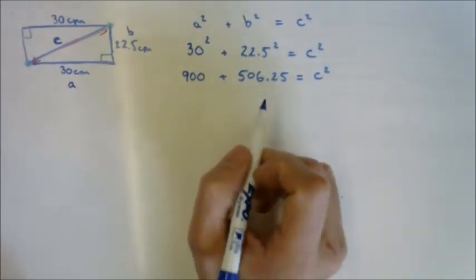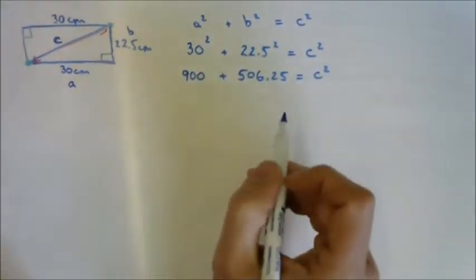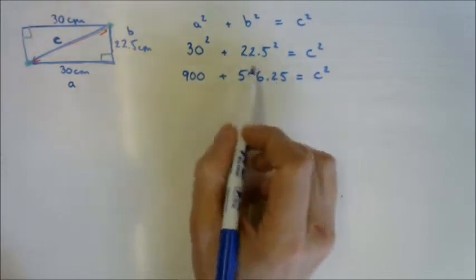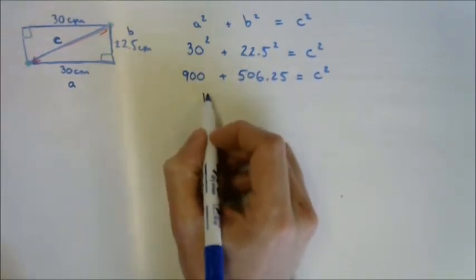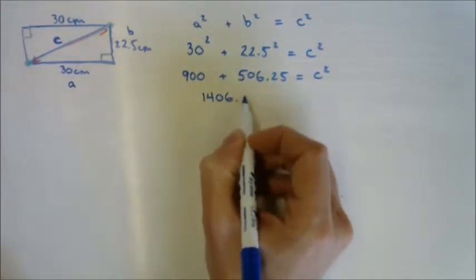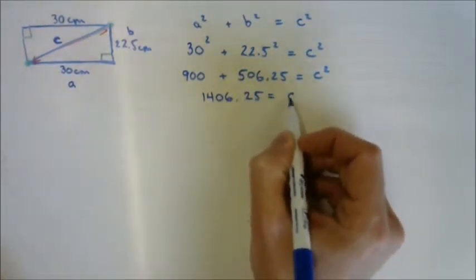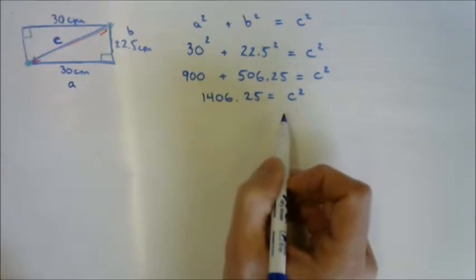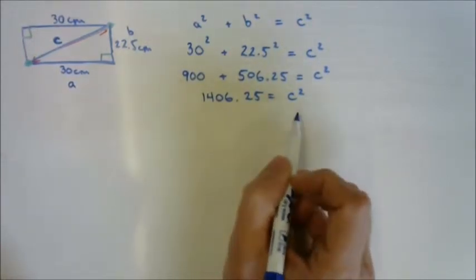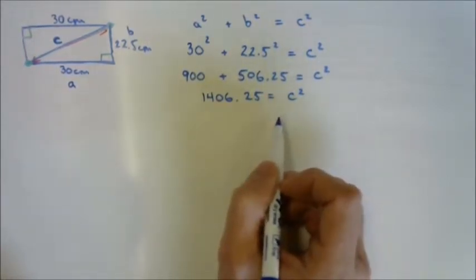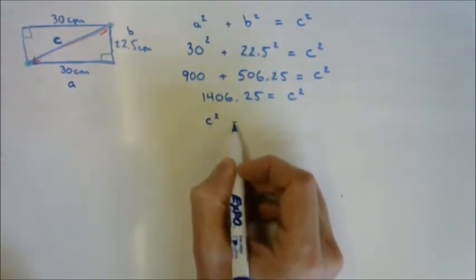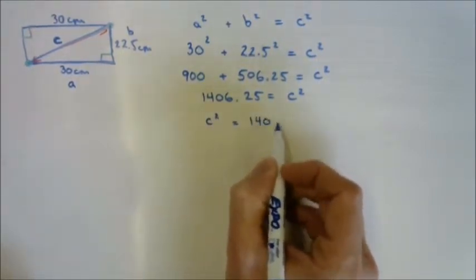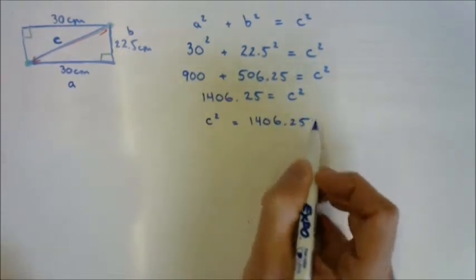Okay, so let's just do it together in order. I'm going to add these up. So it's 900 plus 506.25, which is 1,406.25. And I'm going to swap sides here. I'm going to just rewrite this so that C squared is first. So we have C squared equals 1,406.25. Now we're not done yet.